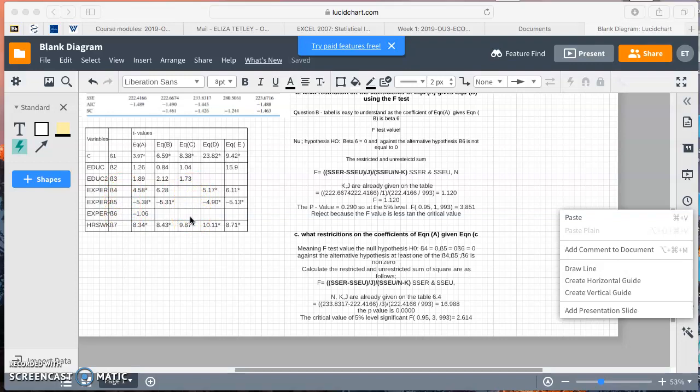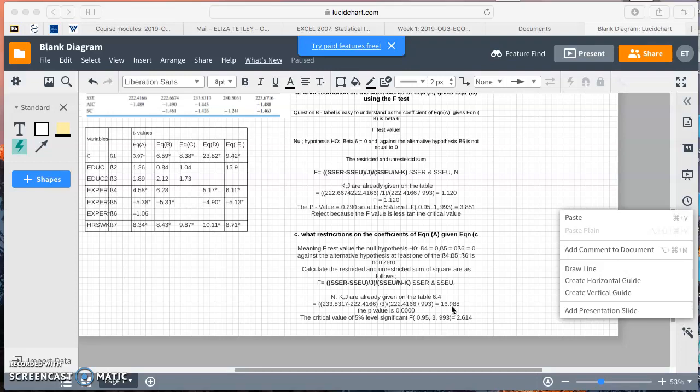So this means the F test value, the null hypothesis, beta 4, beta 5, beta 6 equals 0 against the alternative hypothesis, at least one of beta 4, beta 5, beta 6 is non-zero. I've calculated the restricted and unrestricted sum of squares as follows. So that's just here, using the values as before up above. And then it's come out with 16.988. Just there. The p-value is 0.000.